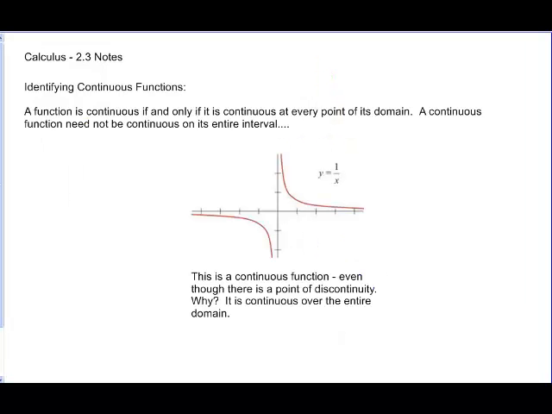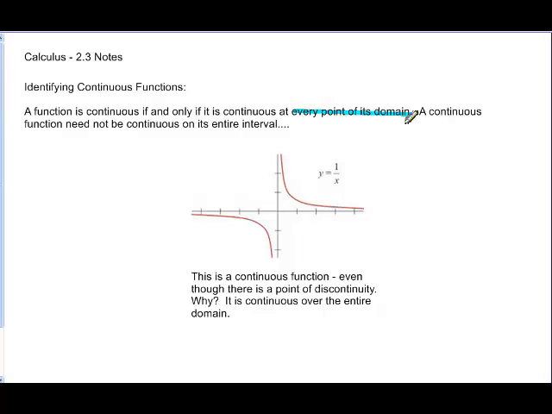So when we're looking at all these different continuities, there's one thing that we can talk about that's maybe just a little bit confusing, and that is identifying continuous functions. A function is continuous if and only if it is continuous at every point of its domain. The key phrase here is every point of its domain, because a lot of things that we would say are discontinuous are actually continuous functions.